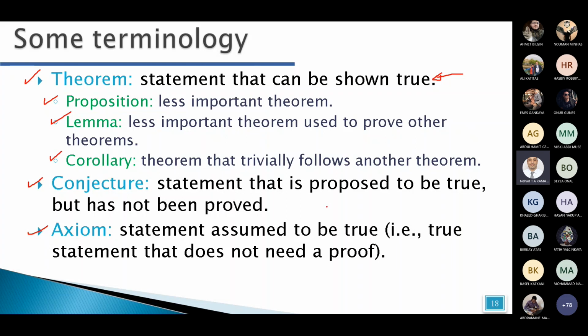Conjecture is a statement that is proposed to be true, but not proved. We have to prove it. Okay, axiom is a statement that is assumed to be true. This means it's a statement that does not need to be proved. Like I already gave you the example: the sea is salty. Everyone knows it. The sun comes from the east. Everyone knows it, and so on.